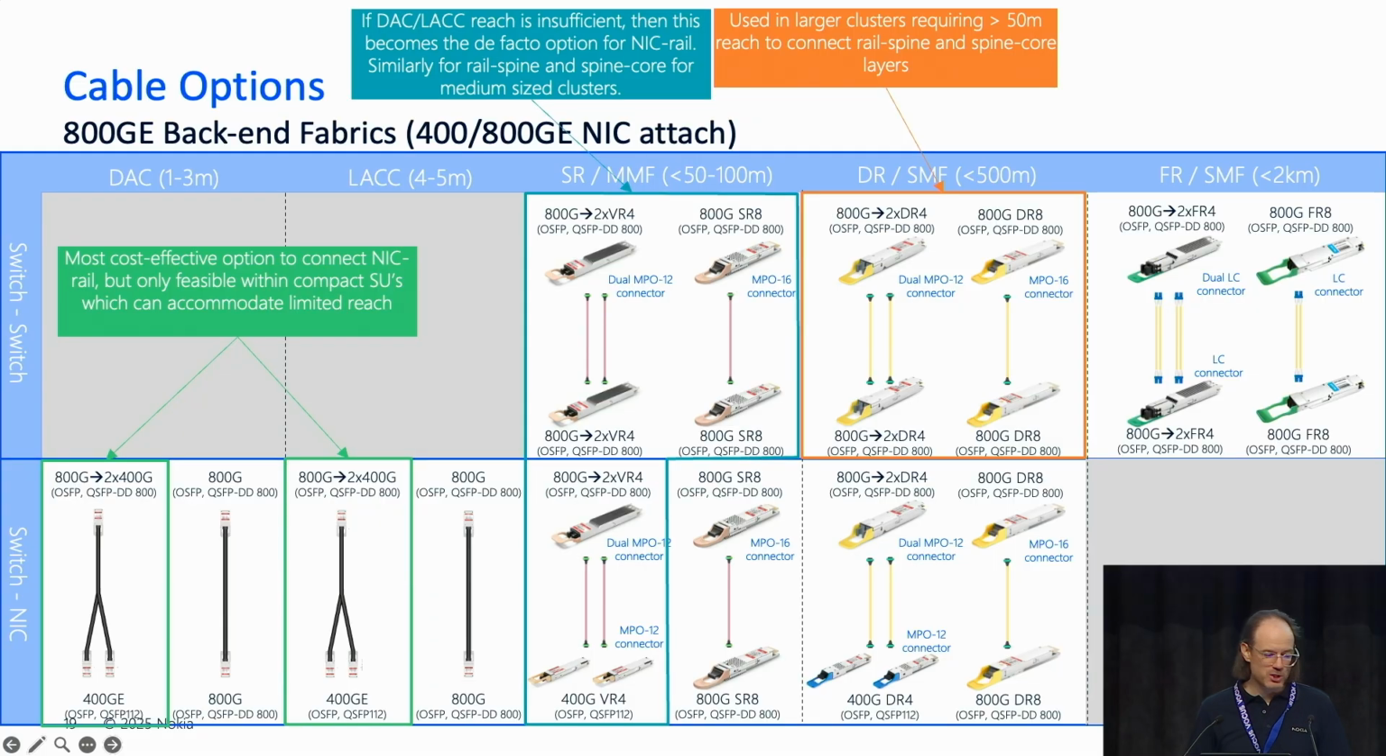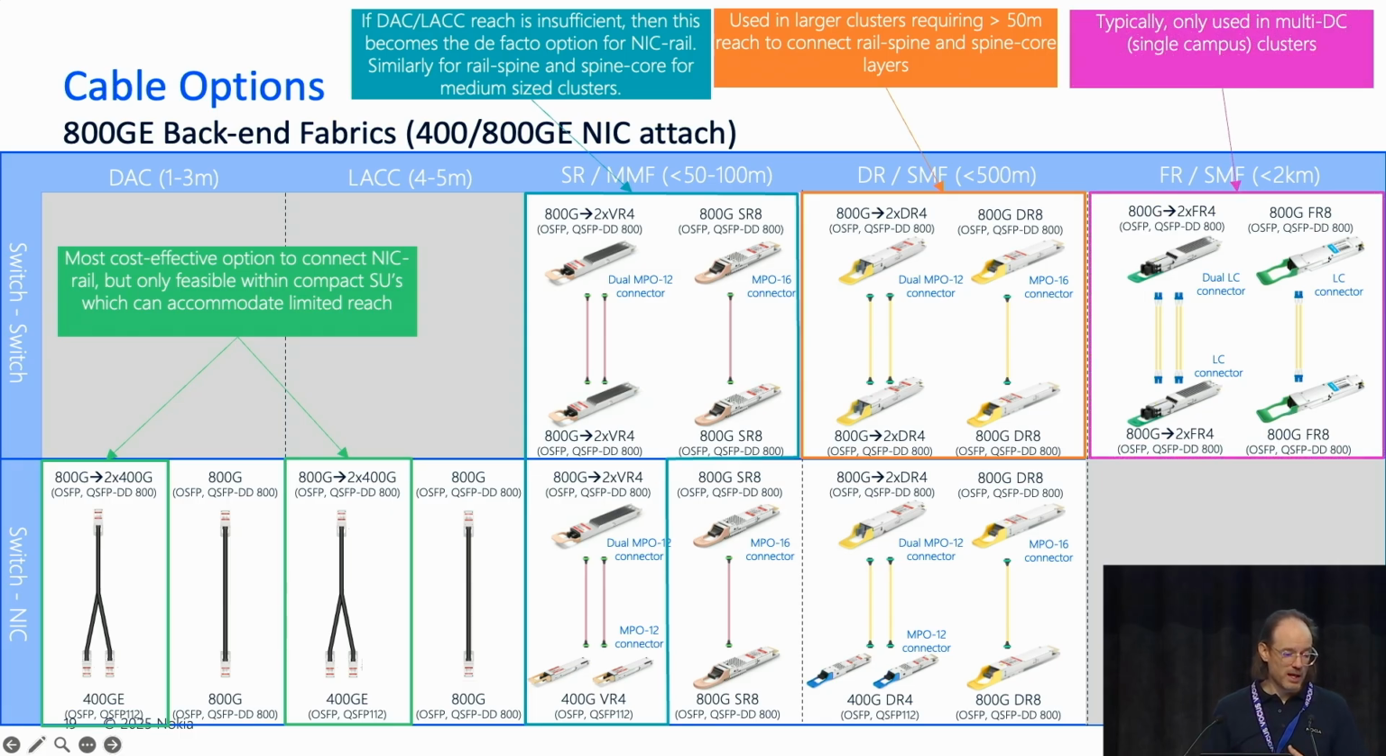Now for really large clusters, you need to look at reach beyond 50 or 100 meters. And then you move into these DR optics, which will give you up to 500 meters of reach. And then lastly, if you have a cluster that's actually spanning across multiple data centers on a single campus, then you need to look towards these FR optics, which will give you up to 2 kilometers.